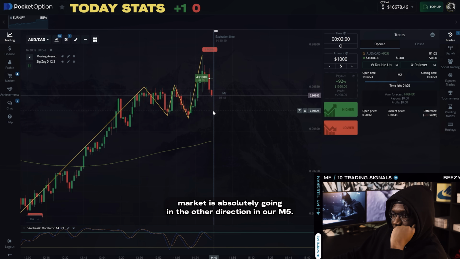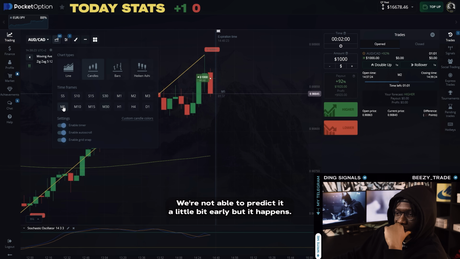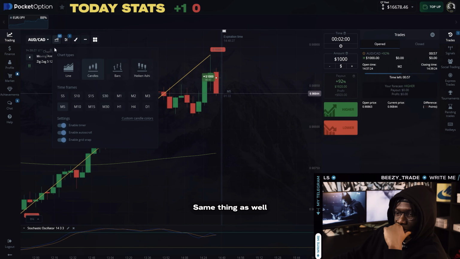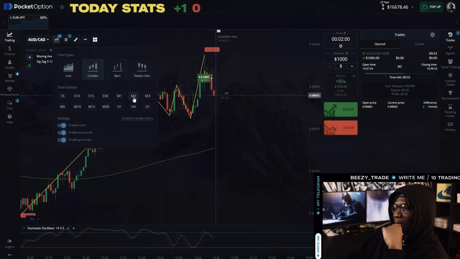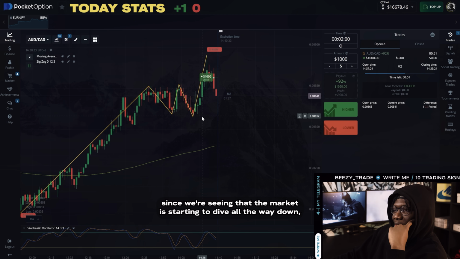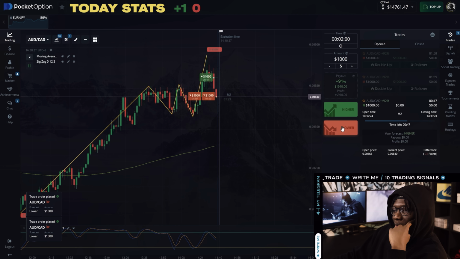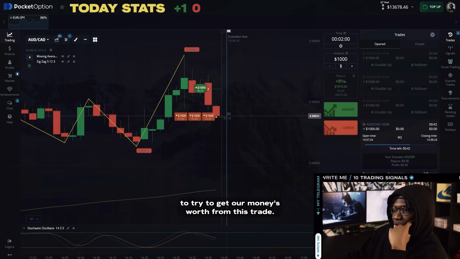So as you can see, the market is absolutely going in the other direction. In our M5, we're not able to predict that a little bit early, but the same thing happens as well. I think if we waited a couple of minutes, we could have really seen a better signal. But right now, since we're seeing that the market is starting to dive all the way down, we might double up or even triple up to try to get our money's worth from this trade.